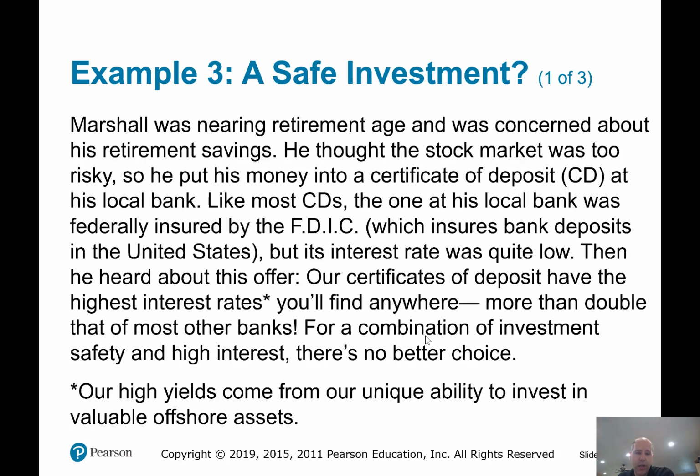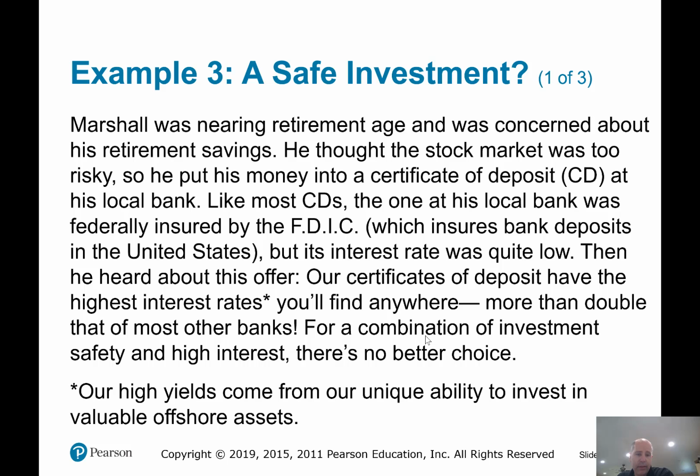All right, so here's another one. Let's look at this one. It says Marshall was nearing retirement age and was concerned about his retirement savings. He thought the stock market was too risky, so he put his money into a certificate of deposit, known as a CD, at his local bank. Like most CDs, the one at his local bank was federally insured by the FDIC, which insures all bank deposits in the United States, but its interest rate is quite low.